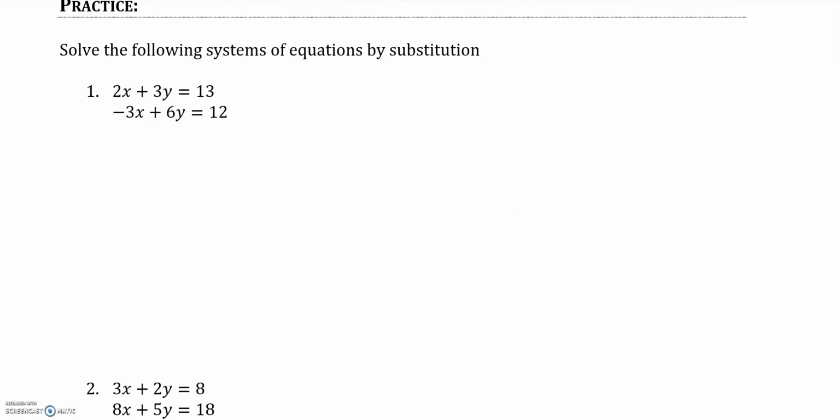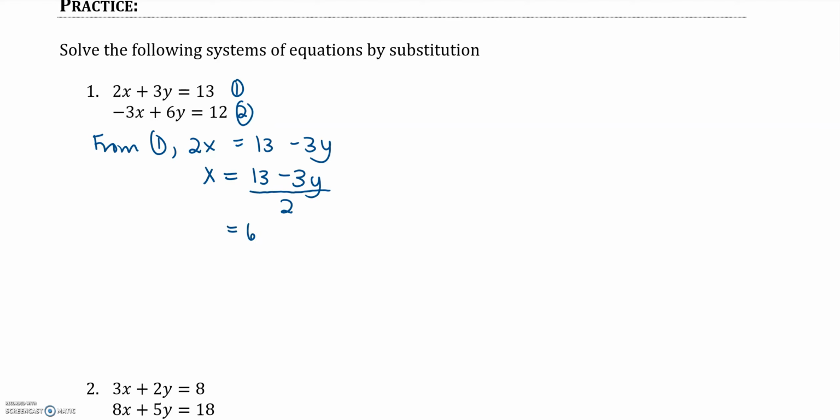Now we have 2 practice questions that we're going to solve by substitution. Looking at both these equations, neither one is necessarily easier than the other. I'm going to solve for variable x from equation 1. From equation 1, we see that 2x is equal to 13 minus 3y, and when we solve for x, we divide both sides of the equation by 2, and make sure you divide both terms by 2. You get 6.5 minus 1.5y.